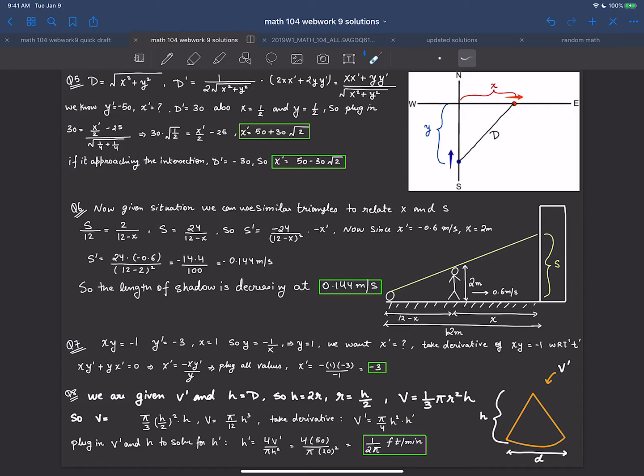Then you plug in the values that you know at the moment of analysis. In this case, you isolate h prime, and you're going to get 4v prime over pi h squared. Given that, you need to plug in the v prime and the h at the moment to get to the point that you want to solve. In this case, my v prime was just 50, given in that rate, and the height was 20. So I plug in those numbers and solve for it. A very easy piece of cake.